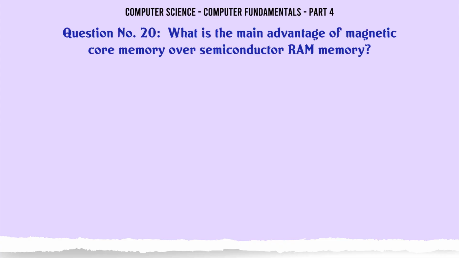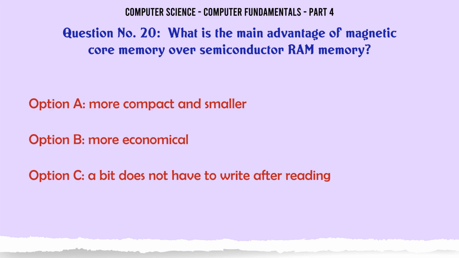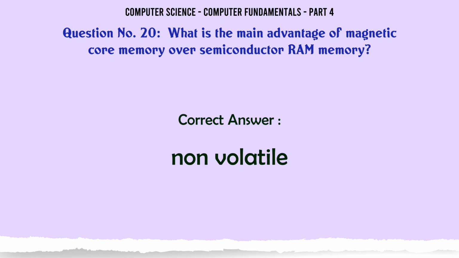What is the main advantage of magnetic core memory over semiconductor RAM memory? A. More compact and smaller. B. More economical. C. A bit does not have to be written after reading. D. Non-volatile. The correct answer is non-volatile.